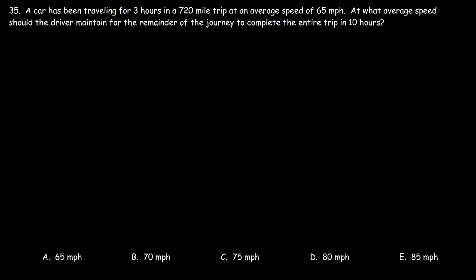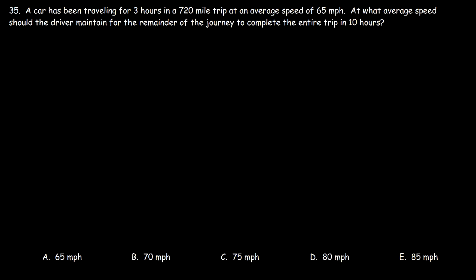35. A car has been traveling for 3 hours in a 720-mile trip at an average speed of 65 miles per hour. At what average speed should the driver maintain for the remainder of the journey to complete the entire trip in 10 hours?